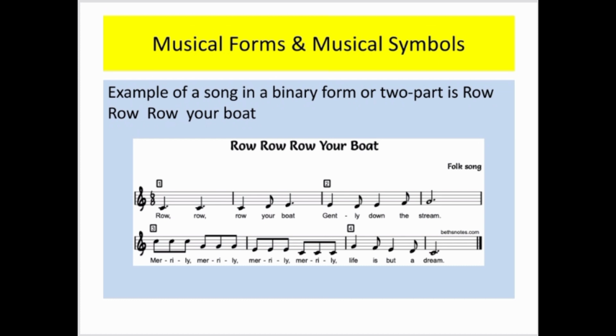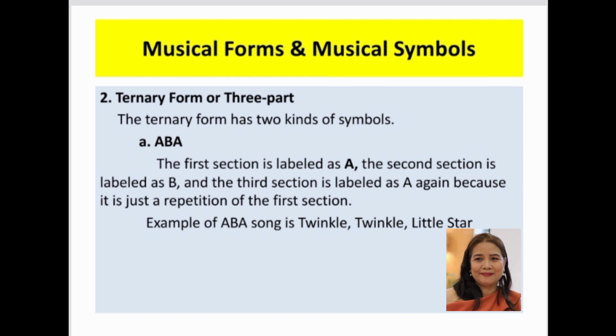Okay, let's look at the piece of the song Row, Row, Row Your Boat. As you see, there are two sections in this song. Ternary form, or three-part. The ternary form has two kinds of symbols: ABA. The first section is labeled as A. The second section is labeled as B. And the third section is labeled as A again because it is just a repetition of the first section.